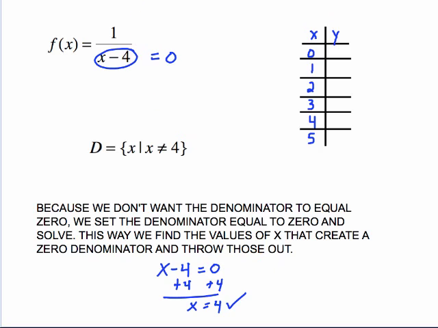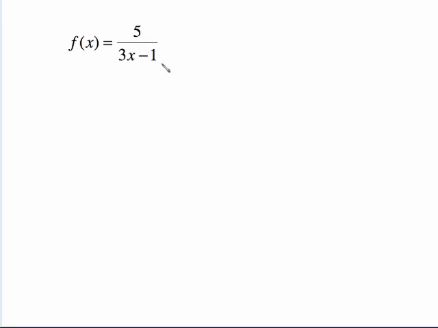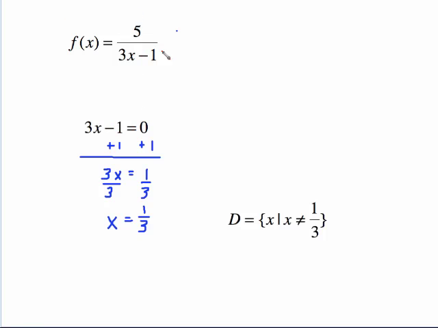So let's look at a couple more examples. I have 5 over 3x minus 1. I don't care what the numerator is. I'm going to set the denominator equal to 0 and go through my solving. That's a plain old equation to solve. Add 1 to both sides, divide both sides by 3. I get x equals 1/3. That's the number that's getting thrown out. So this is my domain: all x such that x does not equal 1/3.